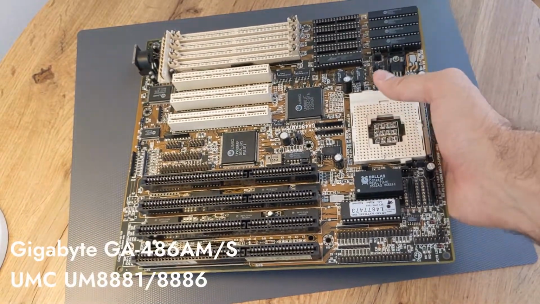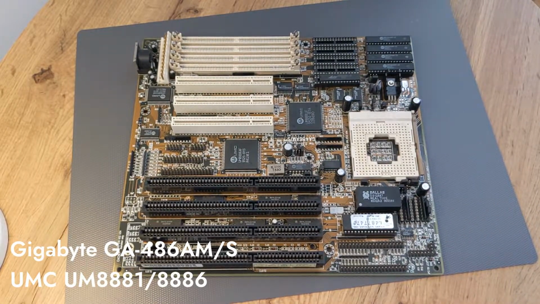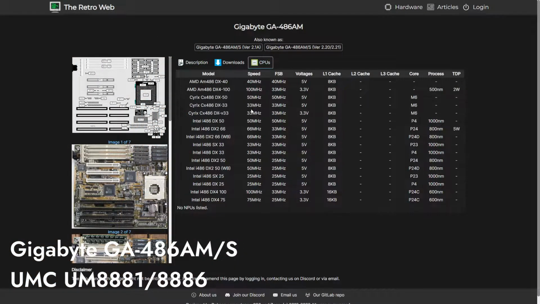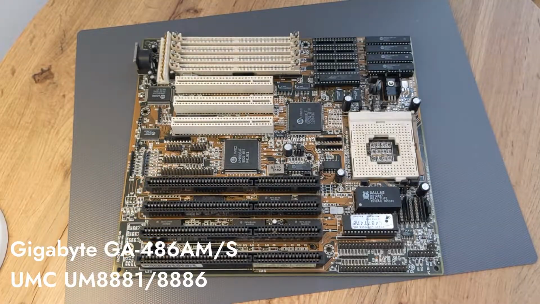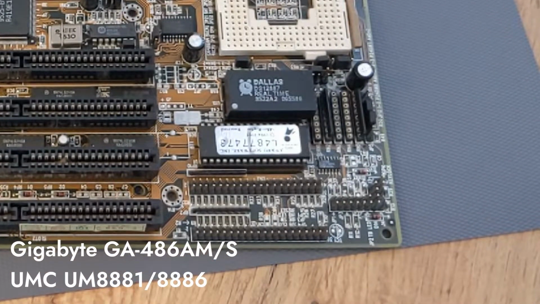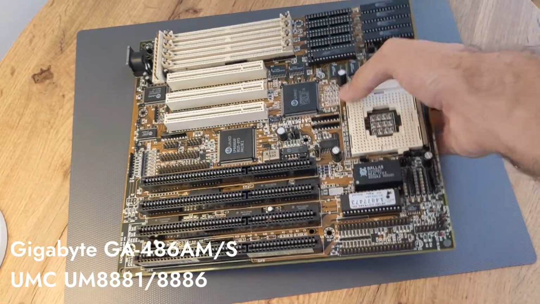Next one is a board from a brand still active today. It's the Gigabyte GA-486AM/S. It uses the same UMC chipset as the previous one and also supports up to DX4 CPUs. Has 4 ISA, 3 PCI and 4 memory slots for up to 128 MB of memory, supported with an Award BIOS. Instead of a battery, it has a Dallas real-time clock chip with an integrated one. The board is medium size, with a nice amount of features.